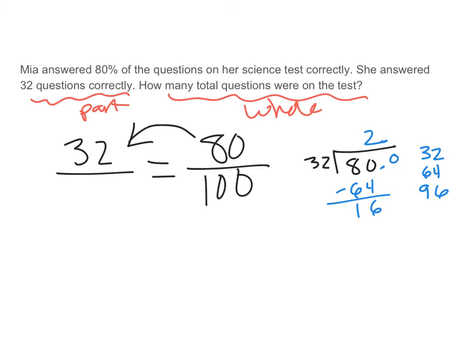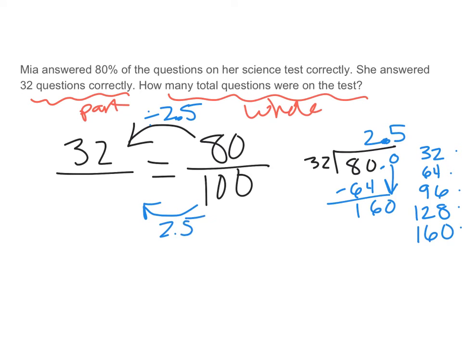I have to bring down a 0. And now, how many times does it go into 160? Well, my list doesn't go that high, so I'll extend it a little bit. And it looks like it goes in exactly 1, 2, 3, 4, 5 times into 160. So that means I've got 2.5. So if I divide 80 by 2.5, that gives me 32. Which should mean that if I divide 100 by 2.5, it should give me the total number of questions. So let's try it. Let's do 100 divided by 2.5.